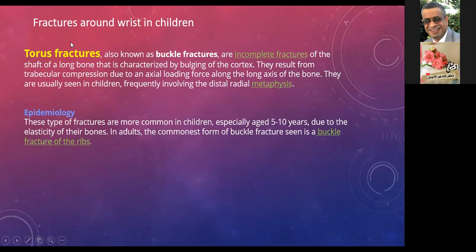The last subject is fractures around the wrist in children. Torus fractures, also known as buckle fractures, are incomplete fractures of the shaft of a long bone characterized by bulging of the cortex. They result from trabecular compression due to an axial loading force along the long axis of the bone. They are usually seen in children, frequently involving the distal radius metaphysis. This type of fracture is more common in children, especially between 5 and 10 years, due to the elasticity of their bone. In adults, the commonest form of buckle fracture is seen in the ribs.